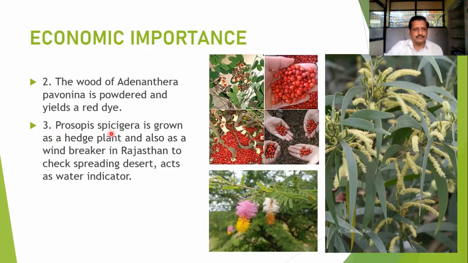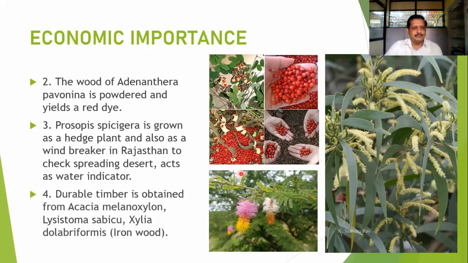Then Prosopis spicigera is grown as a hedge plant and also as a windbreaker in Rajasthan to check the spreading deserts, and acts as a water indicator. So it is the Prosopis spicigera. Prosopis cineraria या नावाने सुद्धा आपण त्याला ओळखतो.